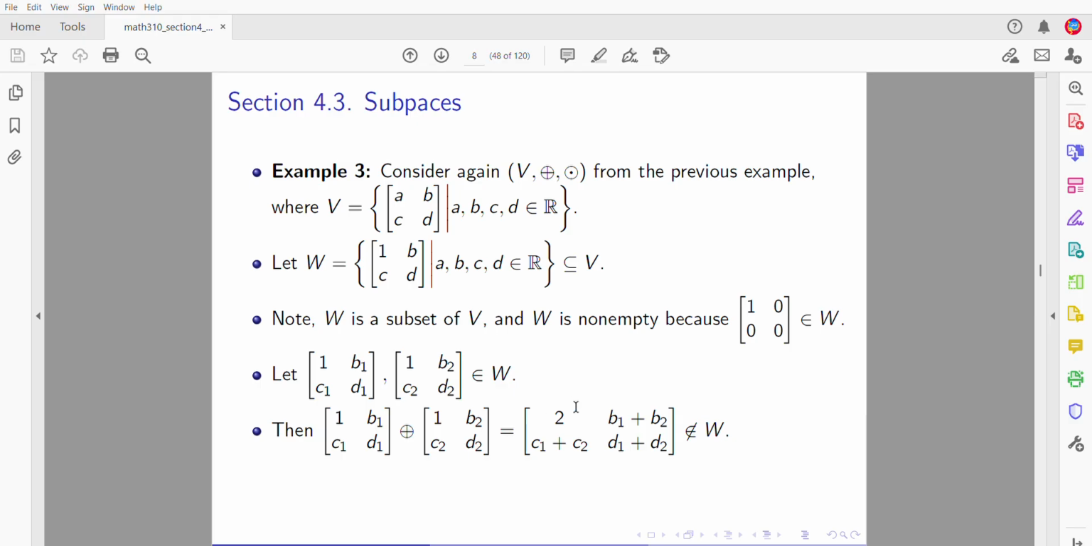It is not in W, which means what? W is not closed under ⊕. It fails the closure requirement for vector addition. I don't have to check anymore. It's already not a subspace.